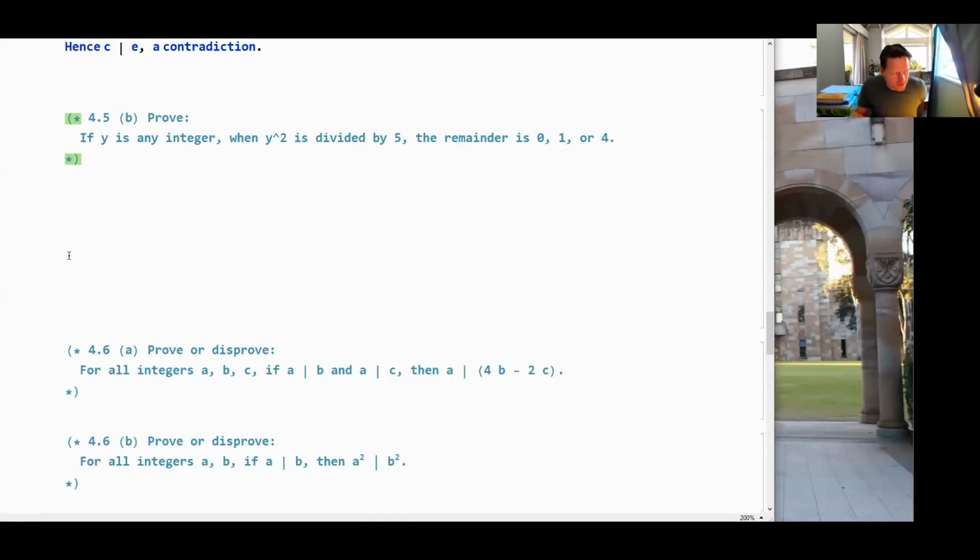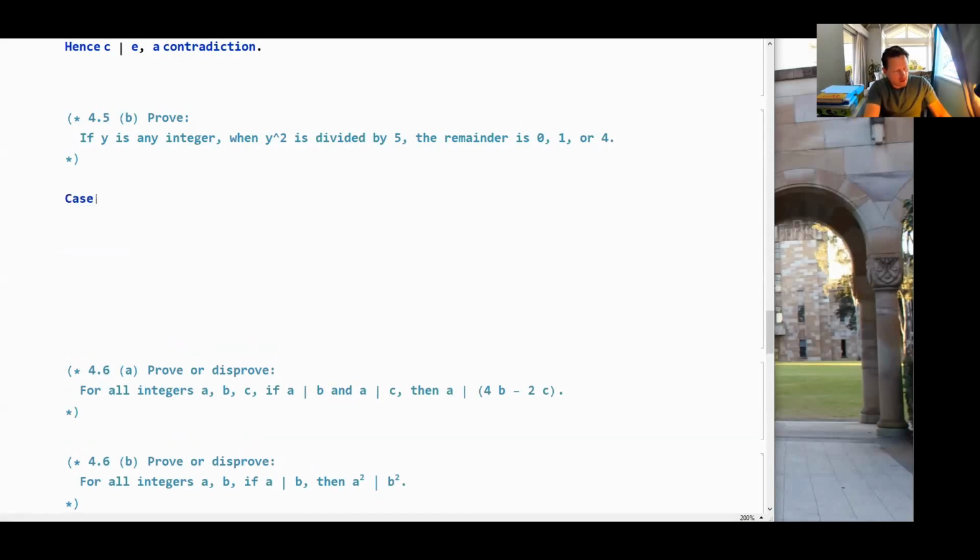Okay, so in this one, you want to separate cases, right? So how many possible ways can you express the integer y in terms of the integer 5? Well, there are 5 ways, right? You can express it as 0 mod 5, 1 mod 5, 2 mod 5, 3 mod 5, or 4 mod 5, right? But you can do even better here for the sake of the proof, because since we're going to square y, we can separate exactly 3 cases. So let's write them out.